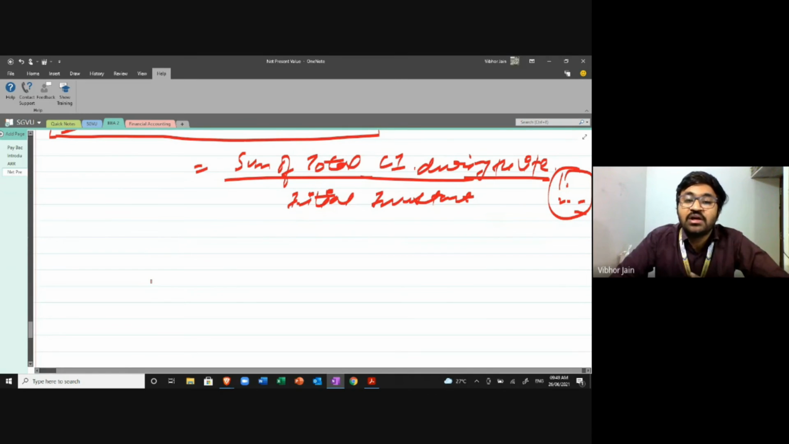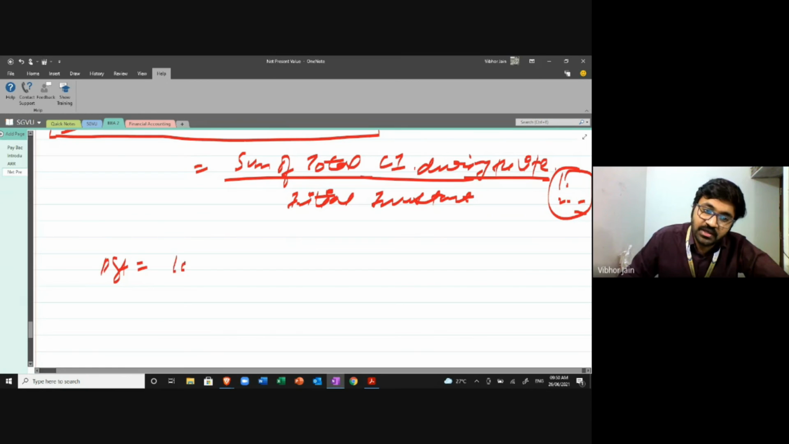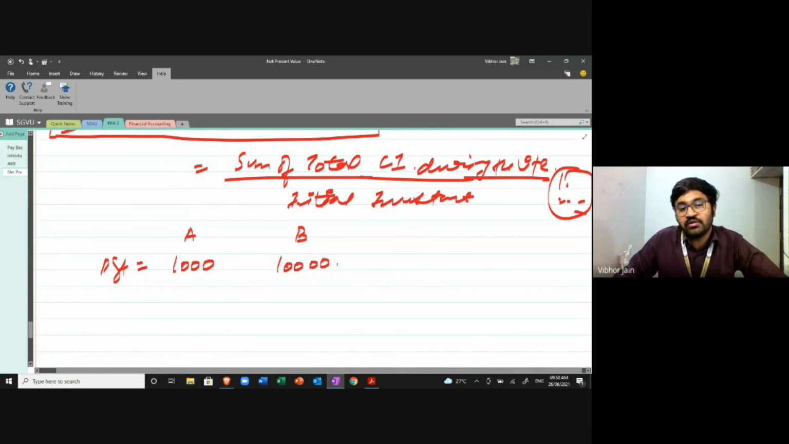Absolute amounts are not comparable. Example, if we say that the profit of firm A is 1,000, and profit of firm B is 10,000, and I ask you which of the following firms is performing better, what will you say? You'd say 10,000. Everybody is going to say 10,000.